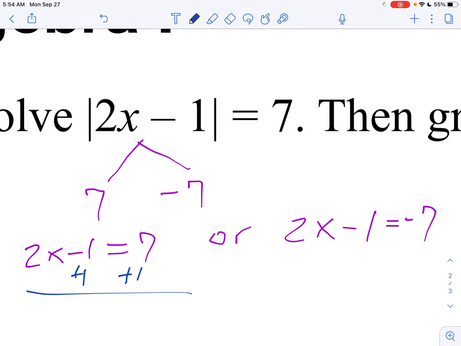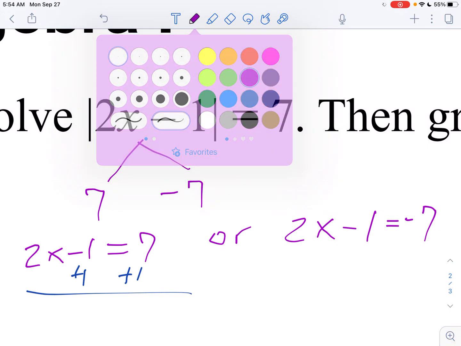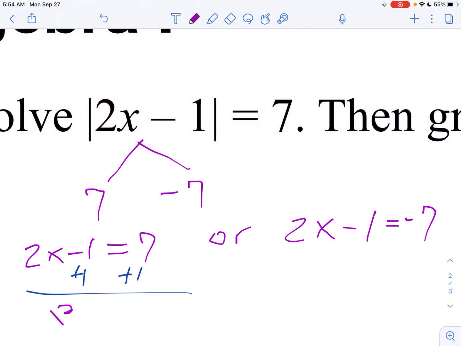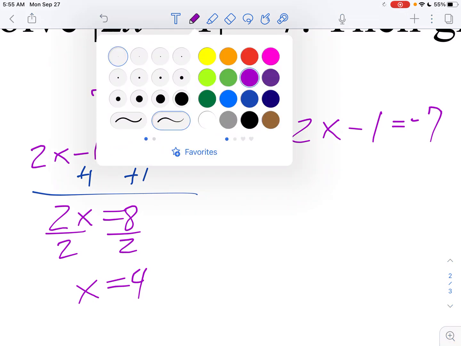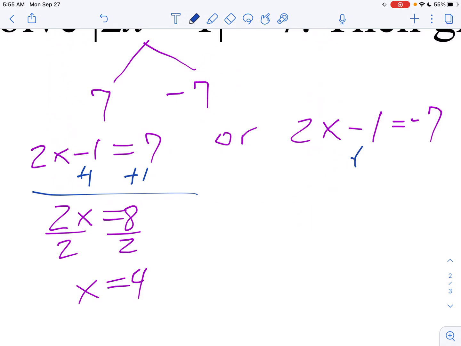And 7 plus 1 is 8. So we get 2x equals 8. Then we'll divide both sides by 2. X equals 4. Now in the other equation, we do the same steps, except we're going to have different numbers because we're starting at negative 7 instead of 7. So we add 1 to both sides.